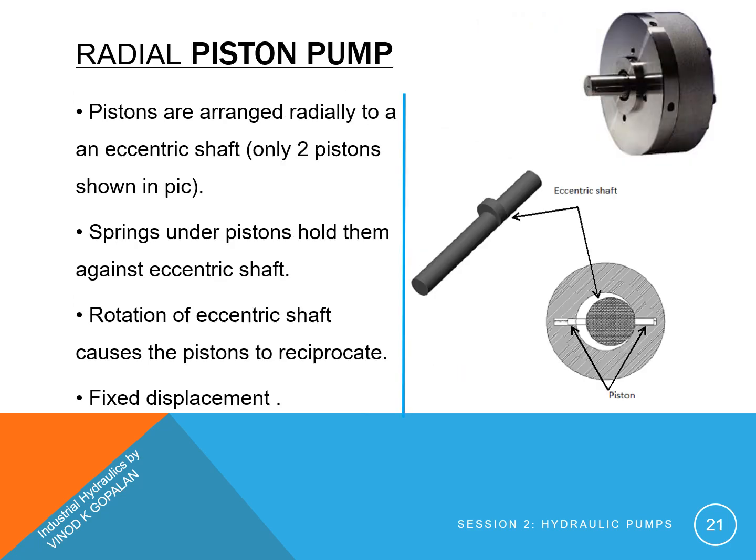Radial piston pump. Pistons are arranged radially to an eccentric shaft. Springs under the pistons hold them against the eccentric shaft. A rotation of the eccentric shaft causes the pistons to reciprocate. Fixed displacement is the only option possible in a radial piston pump.